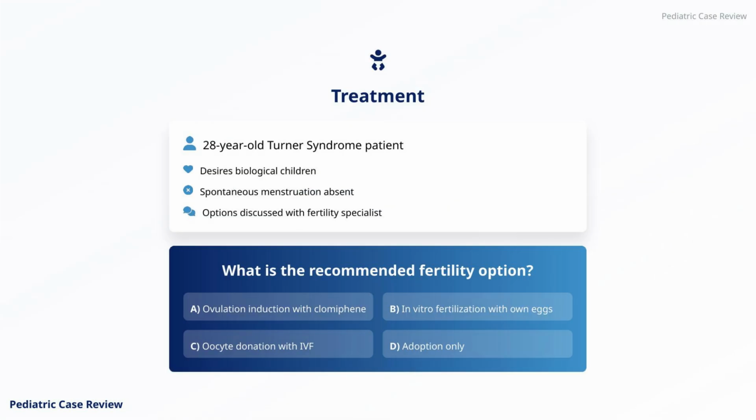cycles. A 28-year-old Turner syndrome patient desires biological children but has absent spontaneous menstruation. Options are discussed with a fertility specialist. What is the recommended fertility option?